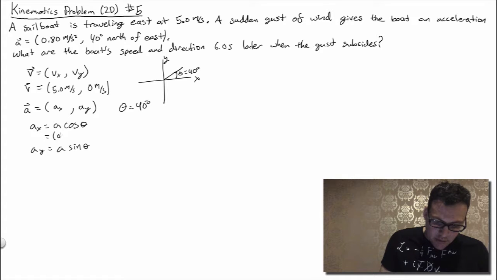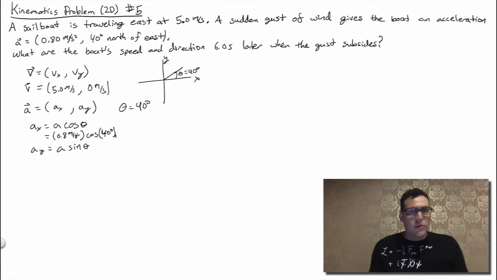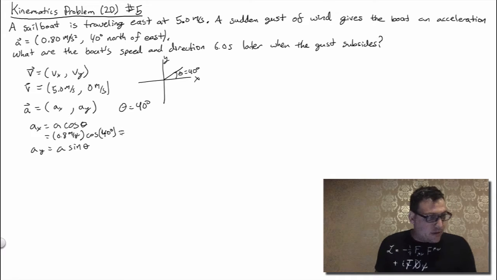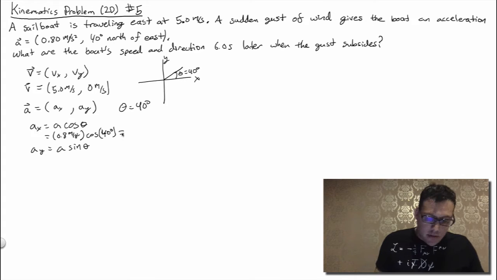This is 0.8 meters per second squared. It's given here. And then you multiply that by the cosine of 40 degrees. This is where you're going to need your calculator. I don't have the cosine of 40 degrees memorized. Maybe 0 and 90 degrees I have memorized, and maybe 45 degrees. But very few people have every angle memorized. And you plug this in your calculator and you get an answer, and I'll see what I got. I got 0.61 meters per second squared.